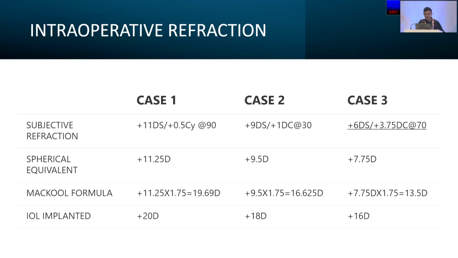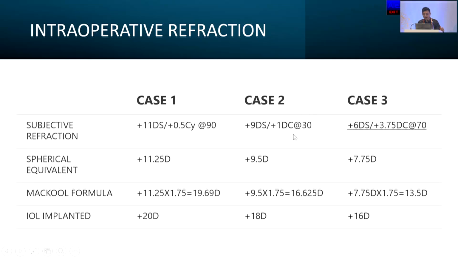And these are the few case examples which I had in my records. For example, this patient had plus 11 diopters and the spherical equivalent came to 11.25. So we calculated and then multiplied 11.25 by 1.75, which gives 19, meaning almost around 20 diopters implanted. And another case, like this last case, this is okay.